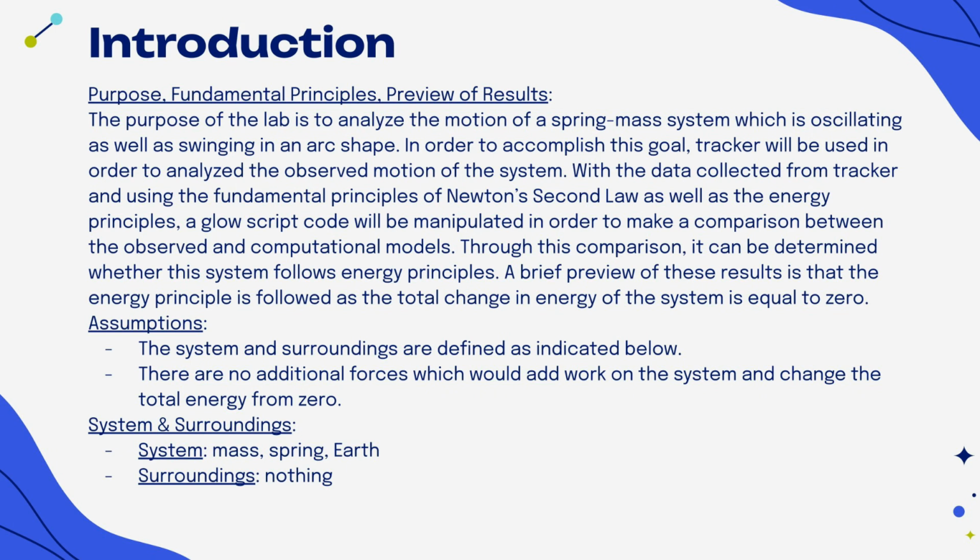A brief preview of these results is that the energy principle is followed, as the total change in energy of the system is equal to 0. And the assumptions in this lab are that the system and surroundings are defined as indicated below, and there are no additional forces that would add work to the system and change the total energy. And as mentioned, the system is the mass, spring, and the Earth, and the surroundings is nothing.